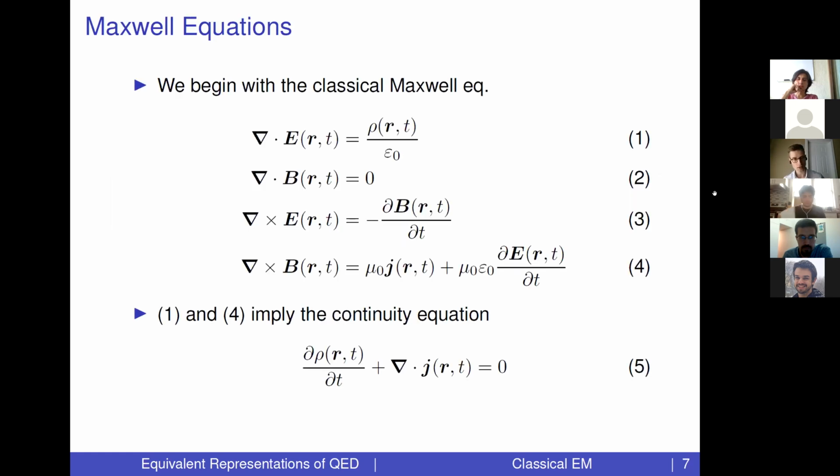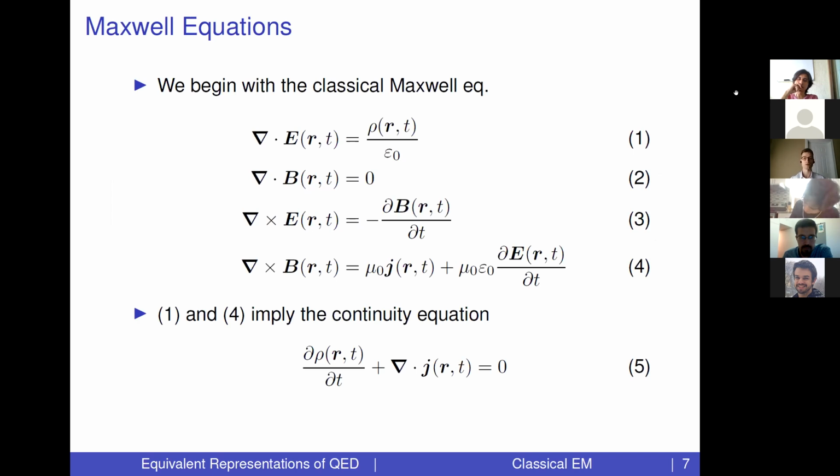Okay, so classical electromagnetism. So let's start with the classical Maxwell equations, of course. We all probably know about this. So we have the electric field and magnetic field, and we have dynamic equations that in particular take into account charge currents and charge densities. So currents and densities that are created by matter.